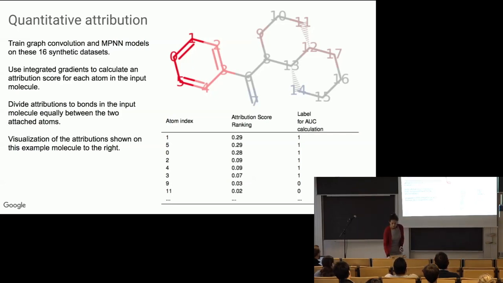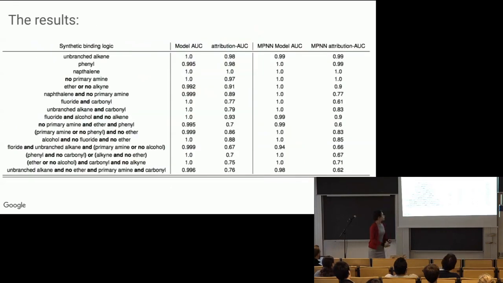We can do this for all the models we've trained in our 16 data sets, and report the attribution AUC in this table. For the simple logics, everything's pretty good. The model appears to learn the correct thing. But as the logic gets more complicated, even in this case where we have perfectly clean data without any experimental error, we're really starting to have issues with what exactly the model is learning. At this point, it could either be that the attribution is wrong or the model has learned the wrong thing. So we need to try and distinguish between these two cases.